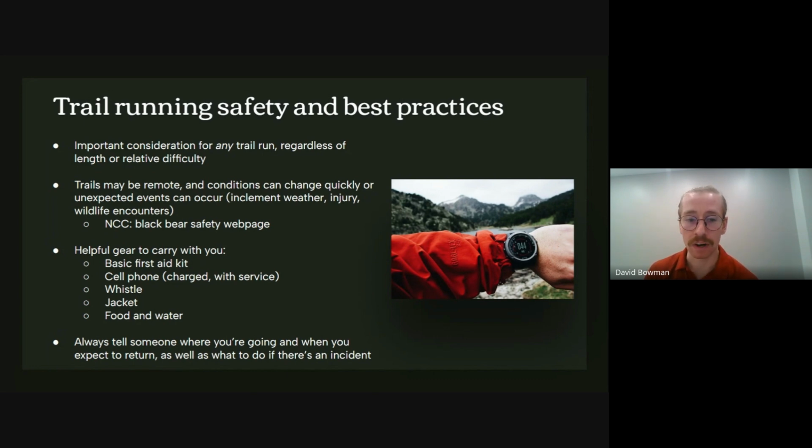And then lastly, whenever you're going out, it's always a good idea to make sure that you're telling someone where you're going, when you expect to return, as well as what to do and who to contact if there's an incident that should occur.